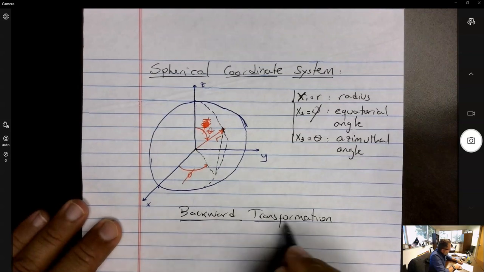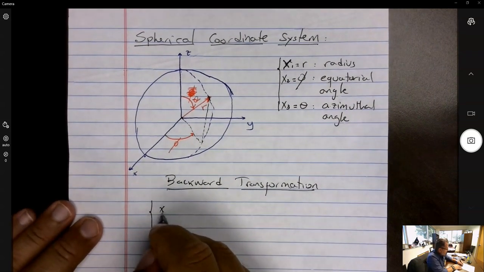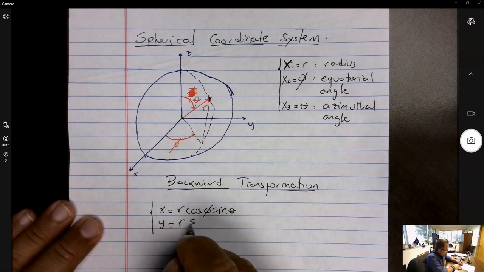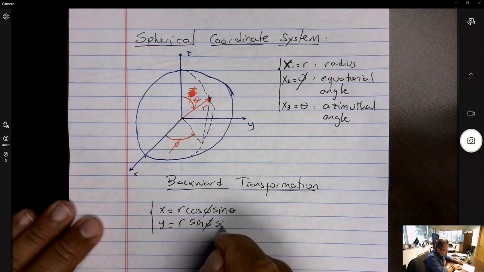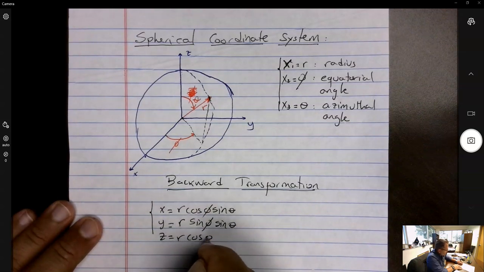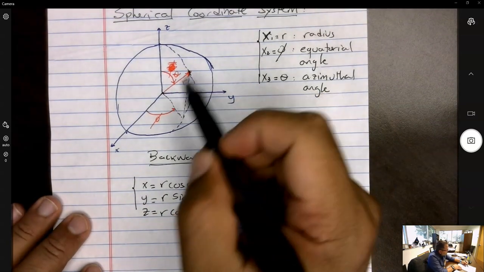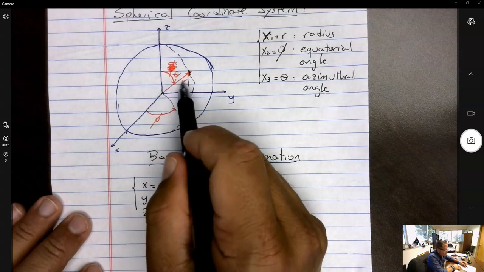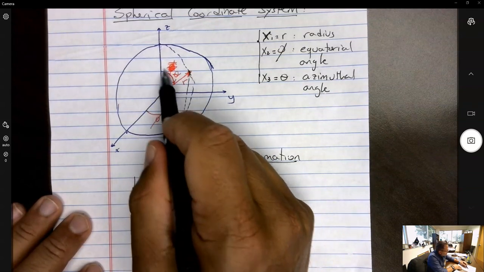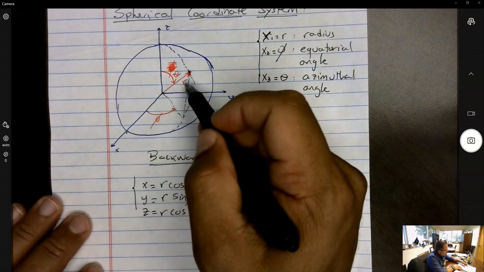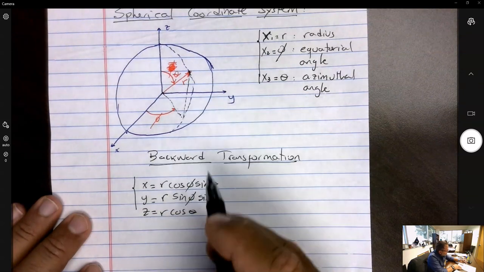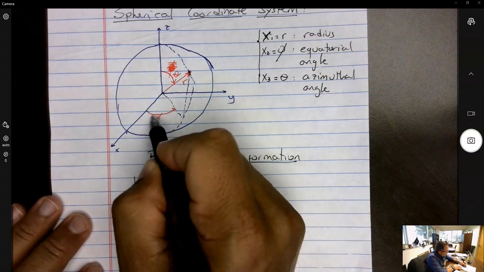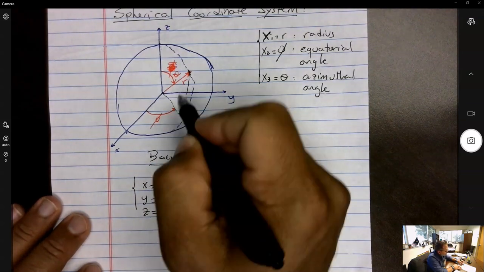The backward transformation of the system goes like this. X is equal to R cosine of phi sine of theta. Y is equal to R sine of phi sine of theta. And Z is equal to R cosine of theta. This is pretty easy to see. The coordinate Z, for example: R is the hypotenuse at any point within the sphere, not just on the surface. The projection onto the z-axis is R cosine of theta, because this is an adjacent angle. If I project R onto the xy plane, that would be R sine of theta. Then I can find the x-axis using the adjacent angle, cosine of phi, or the complement, sine of phi, for the y-axis.